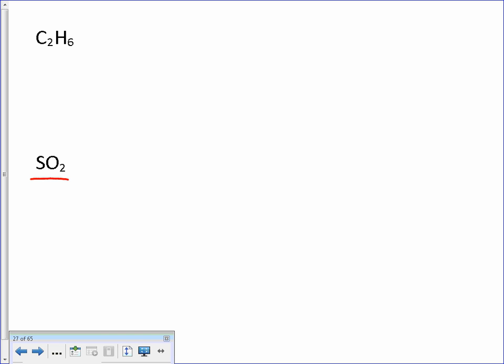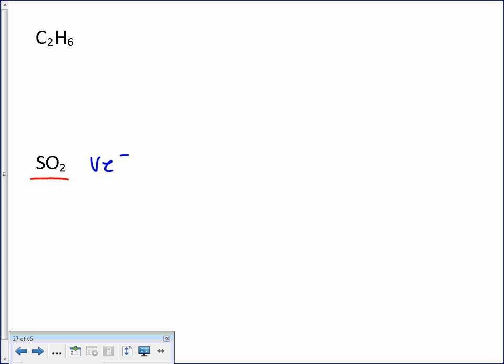Name this for me. Sulfur dioxide. You probably don't even have to look at your periodic table unless you don't know a symbol name, okay? Covalent, you don't crisscross. All right, step 1. This should be faster now.